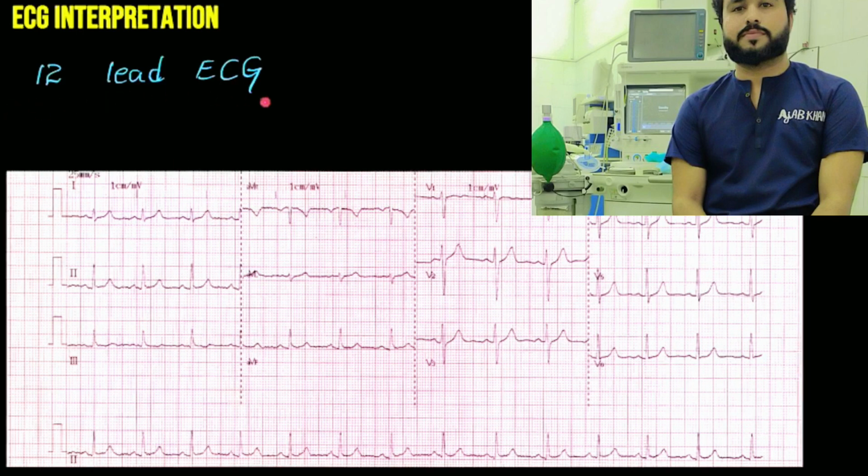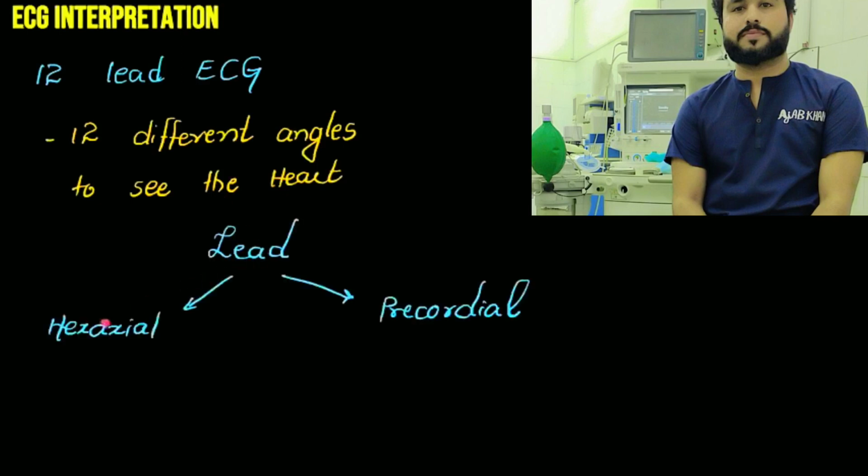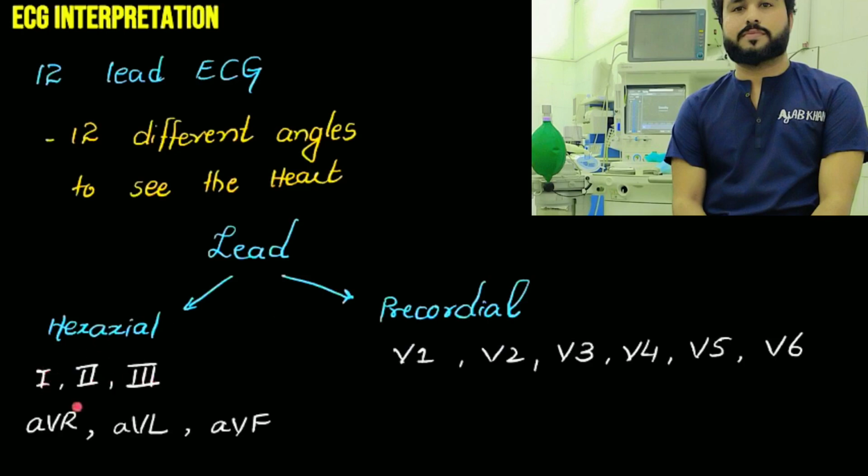What does 12 lead ECG mean? 12 lead ECG means that we are capturing the activity of heart from 12 different angles. We are looking at the heart electrical activity from 12 different angles. That is called as a 12 lead ECG. Now where do these 12 leads come from? These leads are basically divided into hexaxial leads and precordial leads. Hexaxial leads include lead 1, 2, 3, AVR, AVL, AVF. Precordial leads include V1, V2, V3, V4, V5, V6.